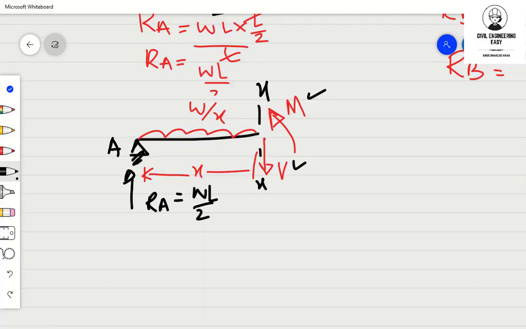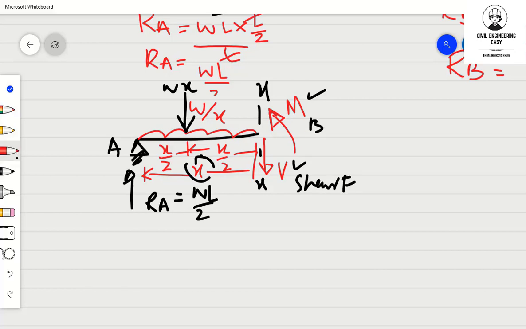Change this UDL into a point load, that will be W, and this load is acting over a distance X. So multiply it with the distance X, and it will change to the point load. This load will be acting at a distance X by 2 from the left face of the section and X by 2 from the right face. For the calculation of shear force and bending moment, we need to take the summation of vertical forces acting on the beam equal to 0.